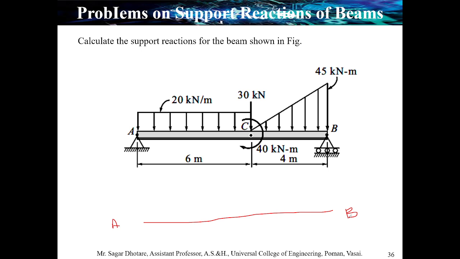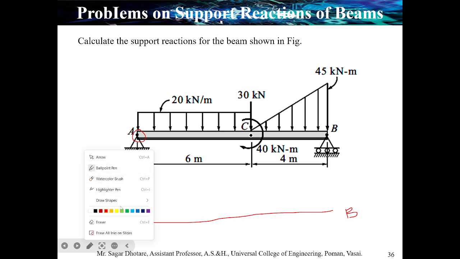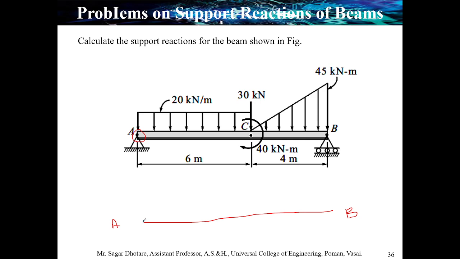Okay, now first let us consider this hinge support. In a hinge support, there will be two forces acting over here. The first component is a vertical component, the second component is a horizontal component. So you can mark the horizontal component of A, and the vertical component of A. These two components act because the support is hinged.